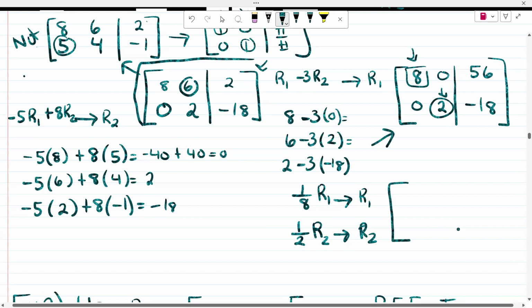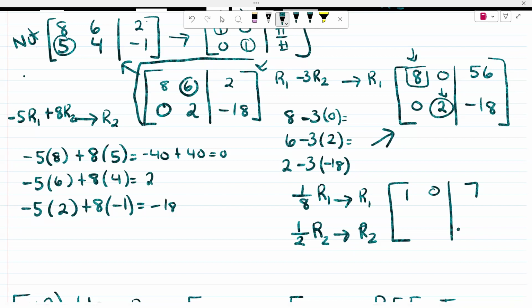So 1/8 times 8, 1. Perfect, that's what I want. 1/8 times 0, 0. 1/8 times 56, 7. And then do the second row, 1/2 row 2. That's 0. What's 0 times 1/2? 0. 1/2 times 2 is 1. And then what's negative 18 times 1/2? Negative 9.